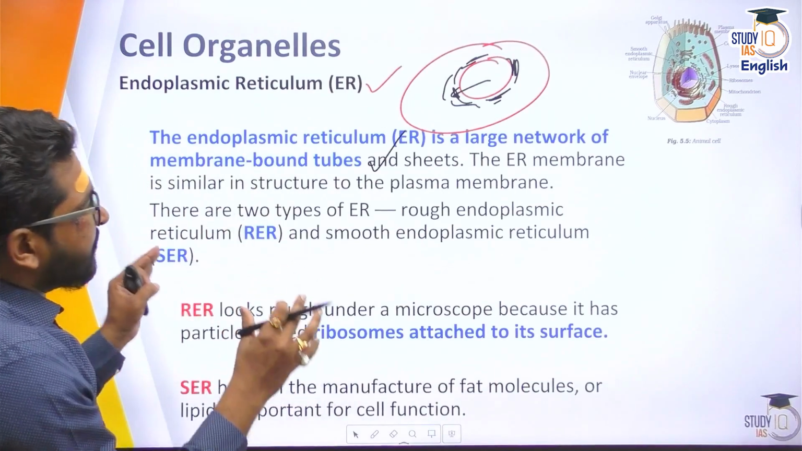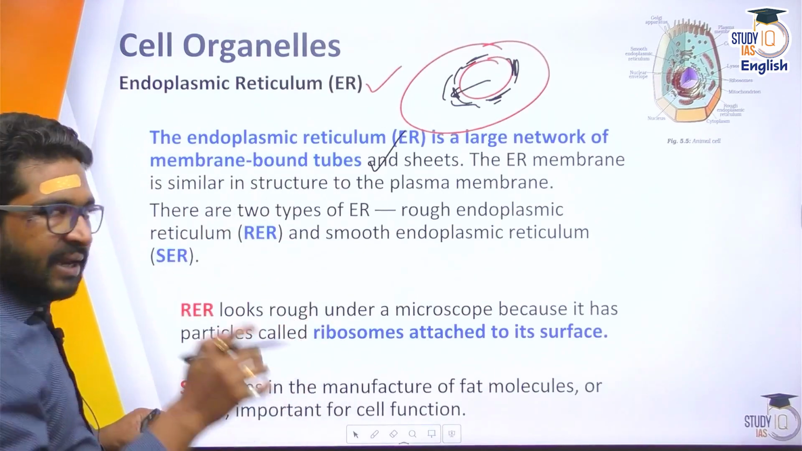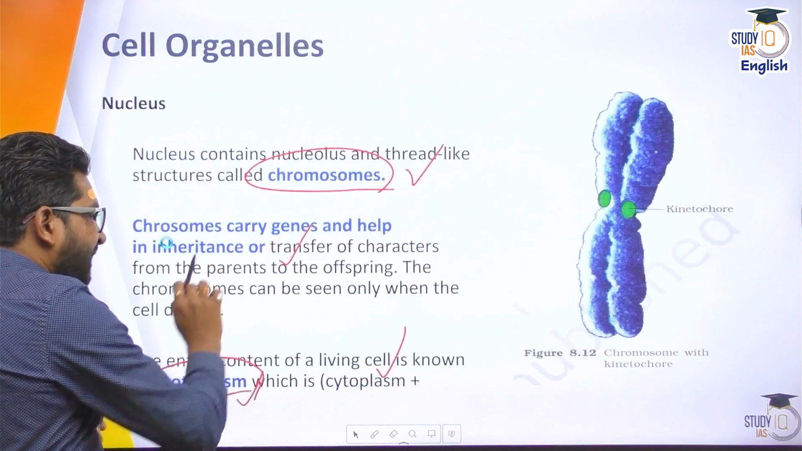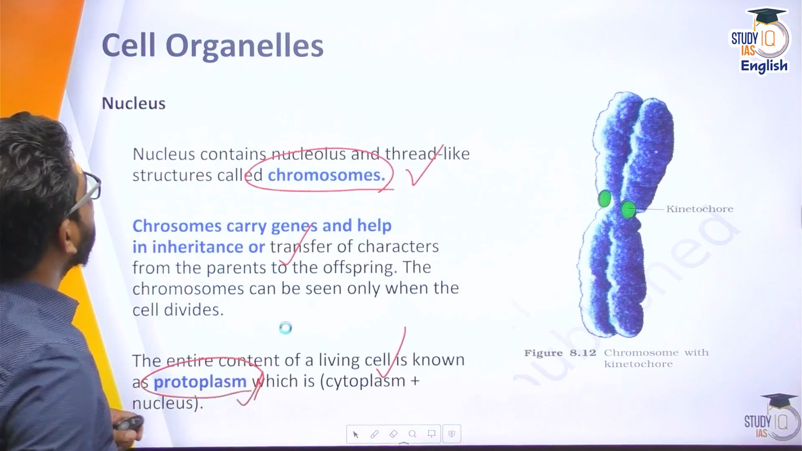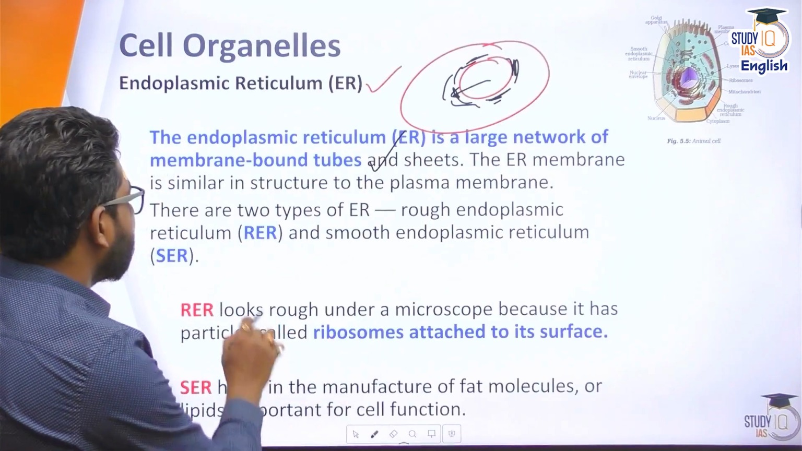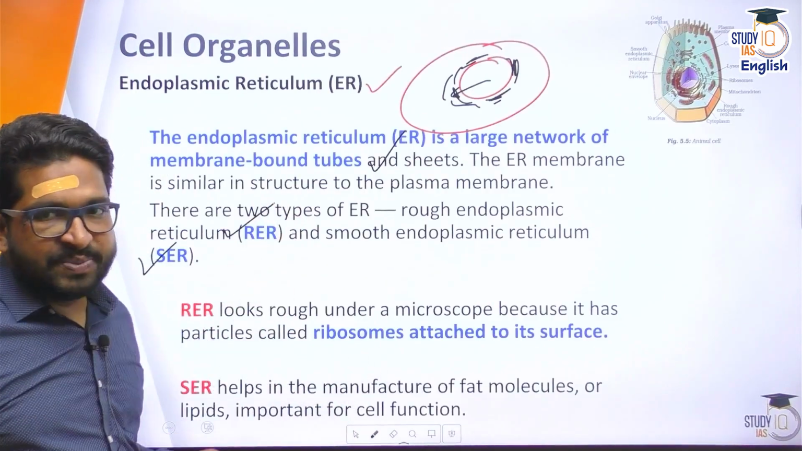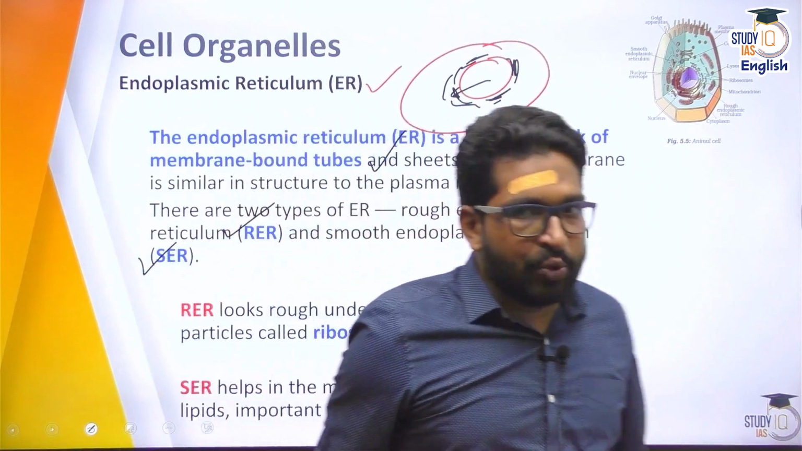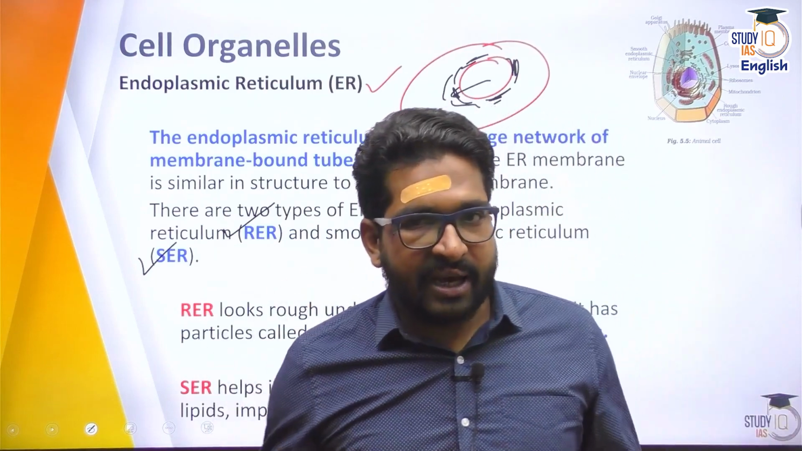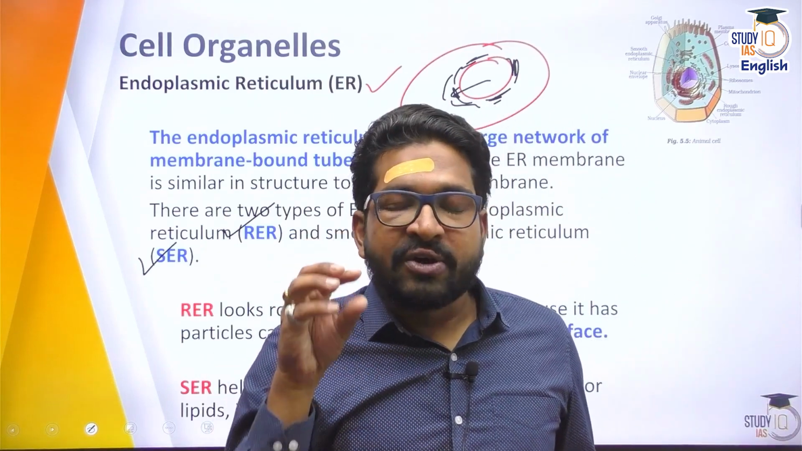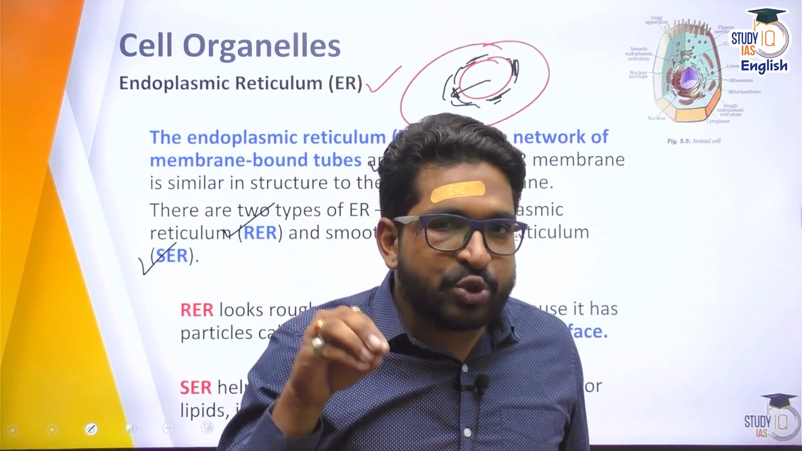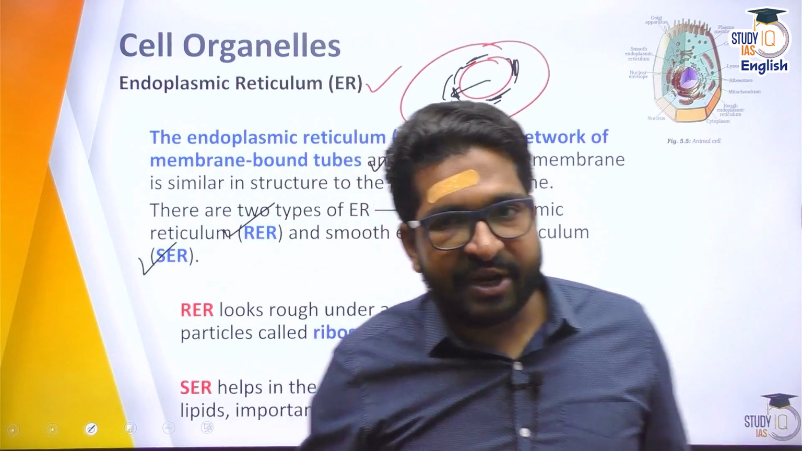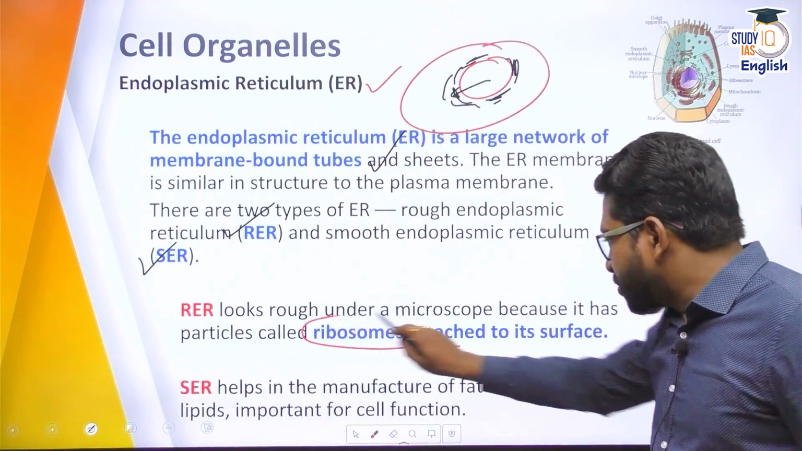So it has different membrane-bound tubes or sheets. There are two kinds of endoplasmic reticulum we find in a cell: smooth endoplasmic reticulum and rough endoplasmic reticulum. Now there is a difference between these two. Whenever I say endoplasmic reticulum, two kinds of ER can be found. First one, smooth. Whenever I say smooth, there are no ribosomes present on this endoplasmic reticulum. But when I say rough endoplasmic reticulum, ribosomes are attached to it.